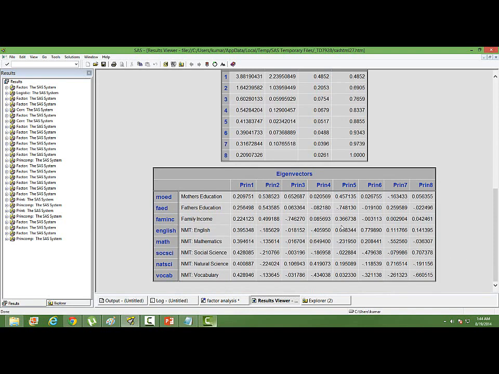The groupings will be the same, because if you see mother education, father education and family income, in all the cases the loadings are higher on principal component 1, right? And principal component 2 is a combination of the first 3 variables. Similarly, principal component 1 is a combination of the rest of the variables: English, mathematics, social science, natural science and vocabulary.